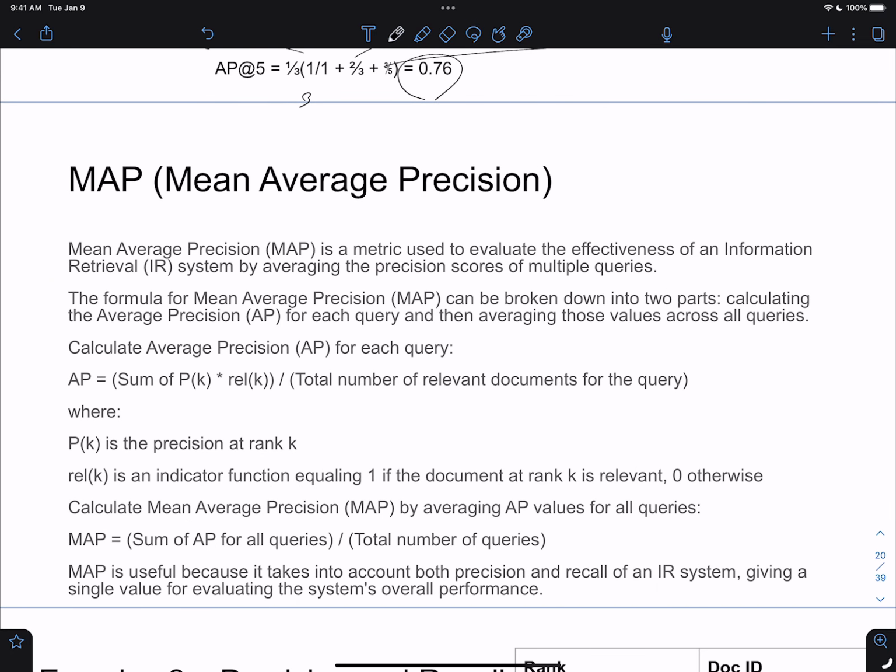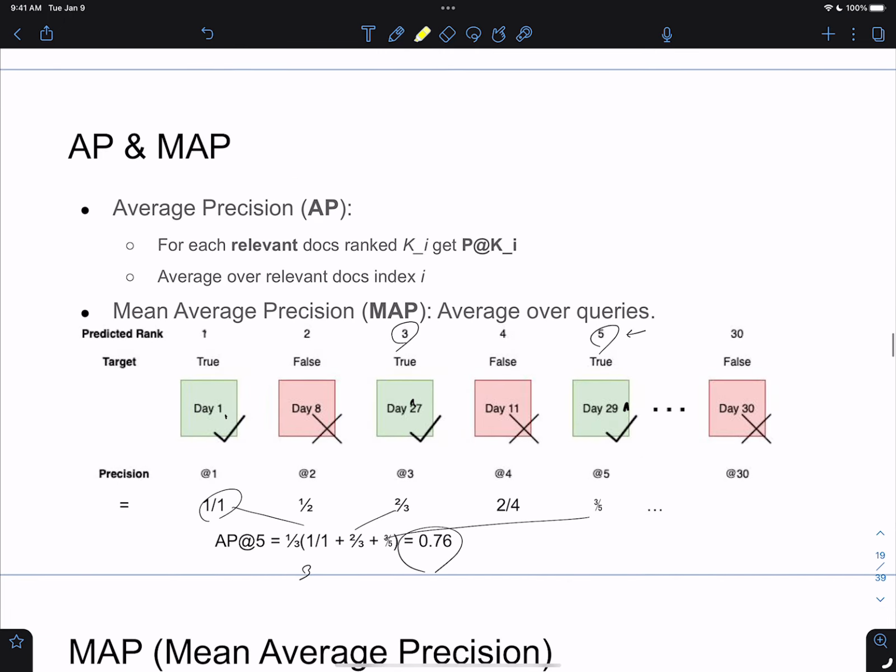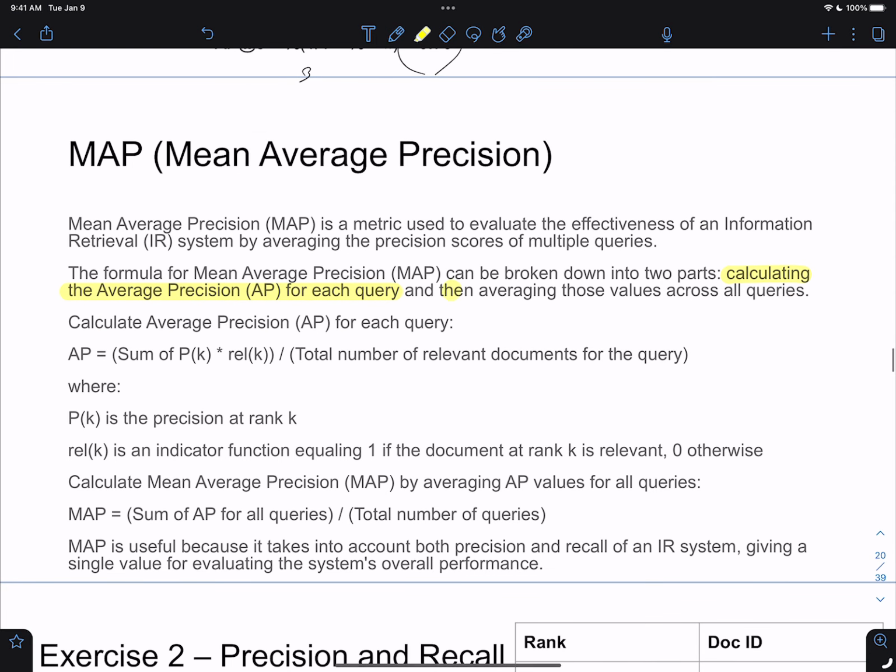Now, mean average precision is a metric used to evaluate the effectiveness of an information retrieval system by averaging the precision scores of multiple queries. Okay, so the formula for mean average precision can be broken down into 2 parts. You calculate the average precision for each query, as we did before, and then you average those values across all queries. So if you want to calculate the average precision, just as a reminder, it's the sum of precision at k times the relevance k, over the total number of relevant documents for the query.